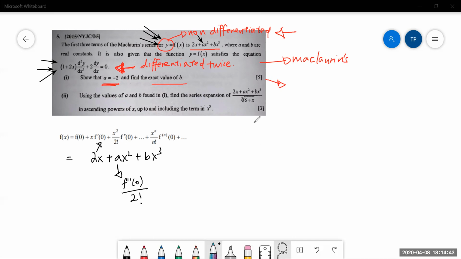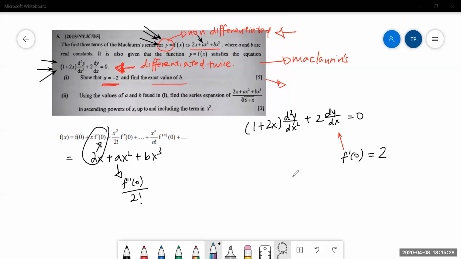So in other words, this dy/dx is equal to f prime 0. I mean, dy/dx is f prime x, but because this is Maclaurin's, we need to let all the x be 0, so it becomes f prime 0. And we know that f prime 0 is 2, from here. Then d2y/dx squared is actually f double prime 0, am I right?